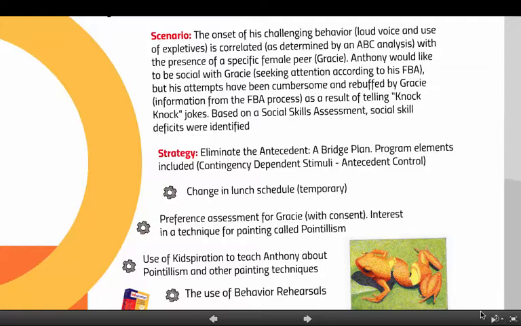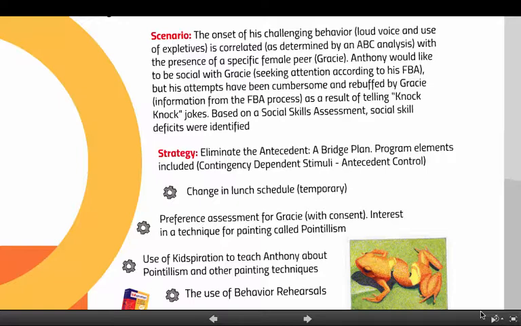What we found was that Anthony had very unsuccessful attempts that were very cumbersome as well in terms of his social engagement with Gracie, and he was often rebuffed by Gracie, and we got that information from the FBA process as well. The reason he was rebuffed by Gracie oftentimes is because somebody taught him that when he wanted to approach a female that he was interested in, then he should tell knock-knock jokes to that person.